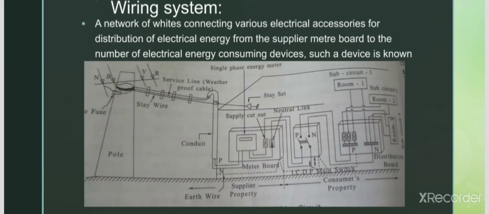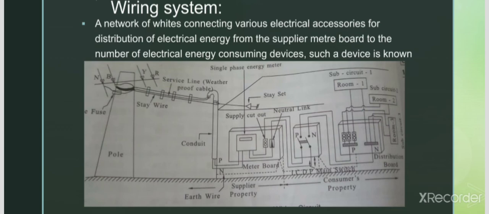A pole fuse may be provided to protect the service line against overloading. The supply is directly fed to the energy meter, and after the energy meter a service fuse is provided for safety purposes. You can see in the figure that both the energy meter and the iron clad cutout are supplied by the supply authority, provided by the state electricity board. Hence both are sealed by the supplier.